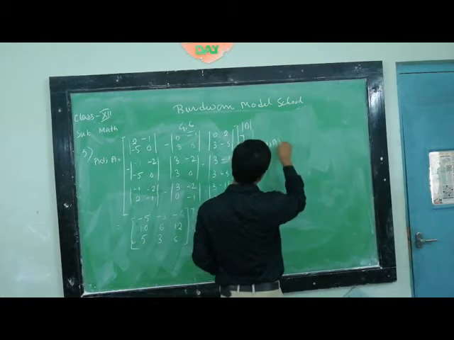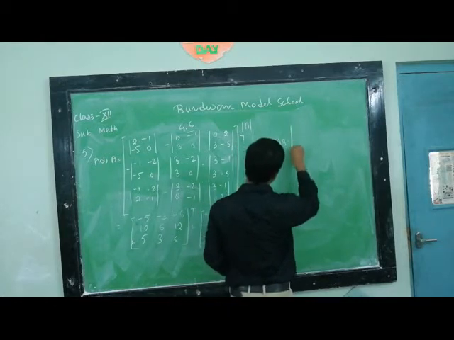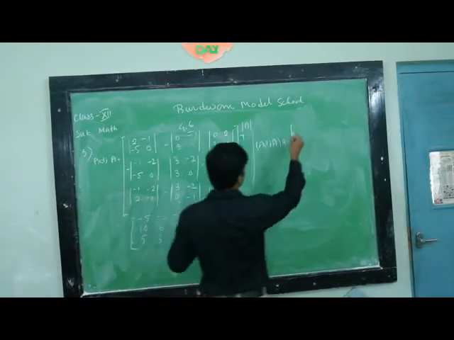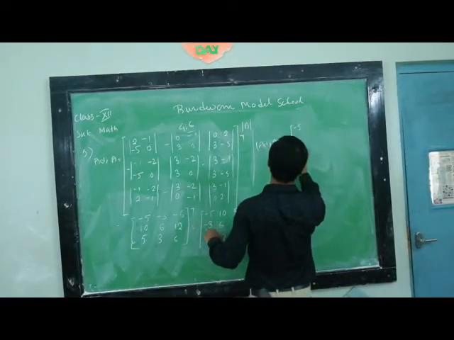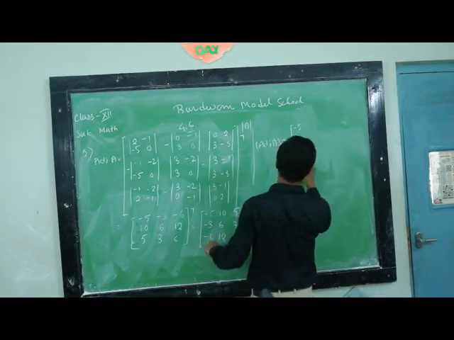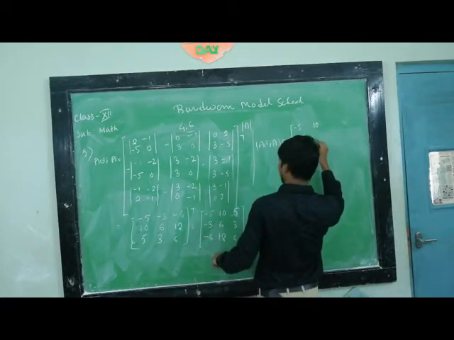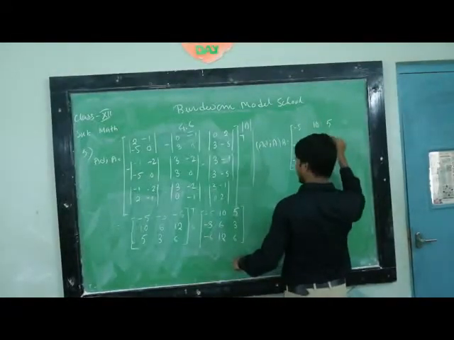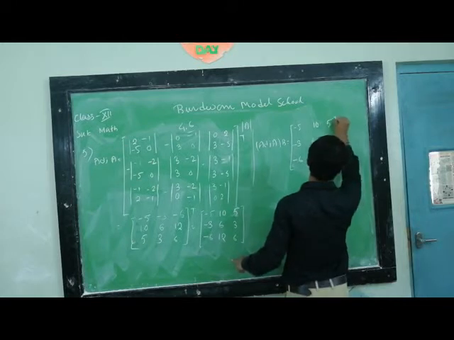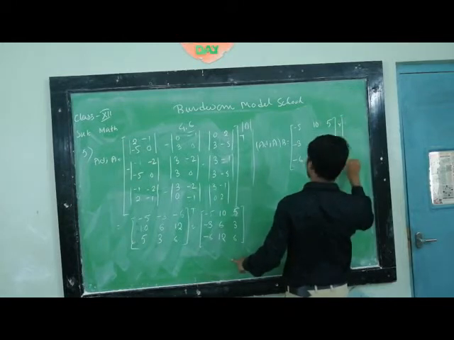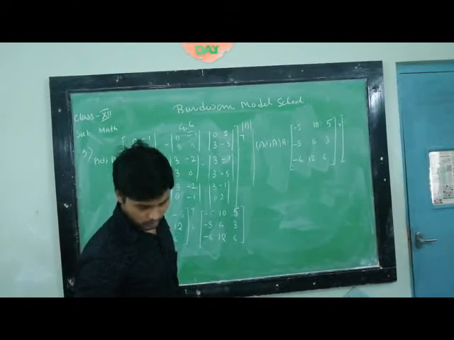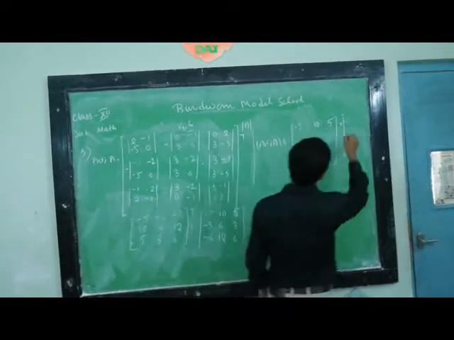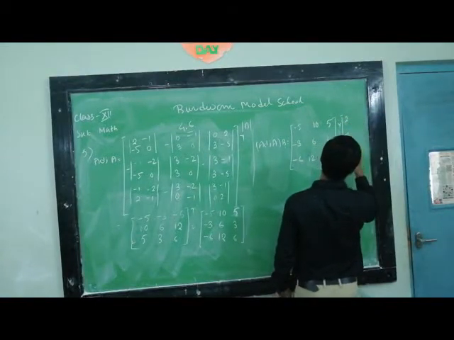Adjoint of A into B. So adjoint of A is equal to this matrix: minus 5, minus 3, minus 6, 10, 6, 12, 5, 3, 6, into the value of B. The value of B is equal to 2, minus 1, 3.